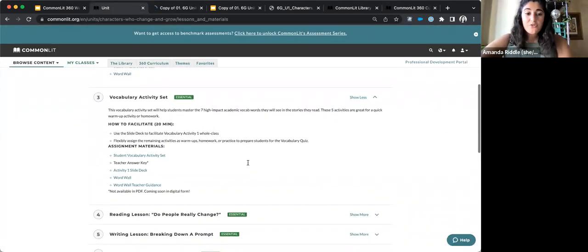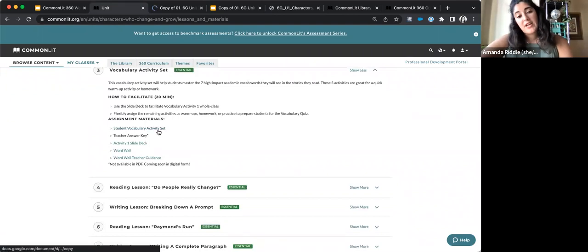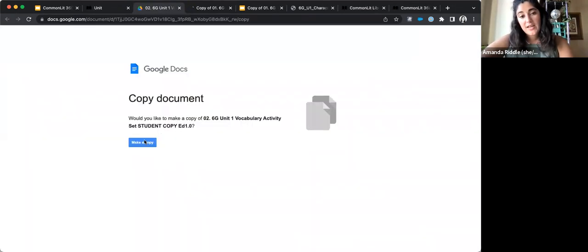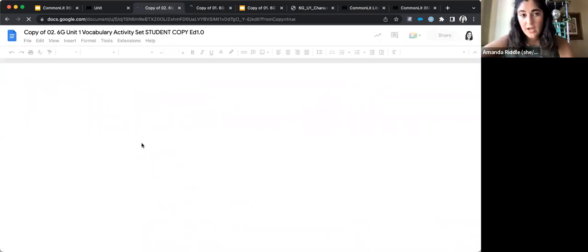Our vocabulary lessons are really similar. We have an activity set that is a Google Doc as well that you can print out or assign digitally to your students through Google Classroom or whatever if you want to use a Google Doc option.